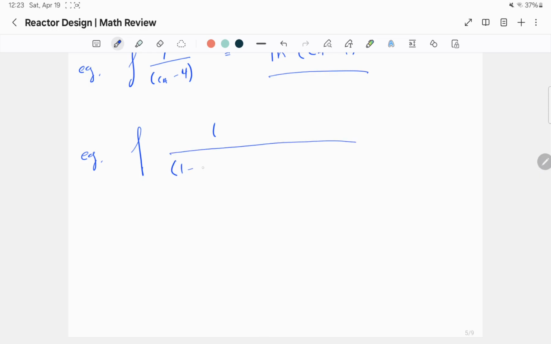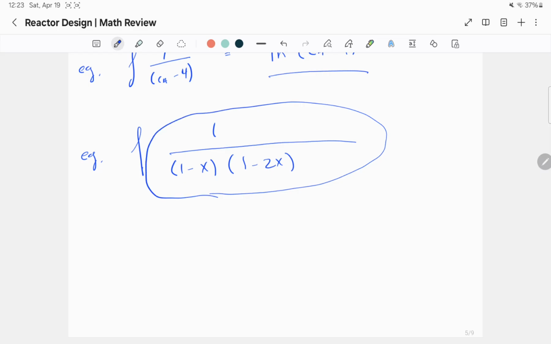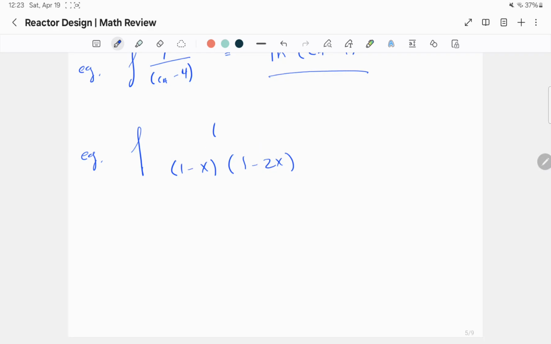Okay, now we can move on to a complex integral example, which is 1 over 1 minus x times 1 minus 2x. This can be solved using a partial fraction. So this function here needs to be divided into two terms that can be integrated, which looks something like this: A over 1 minus x plus B over 1 minus 2x.